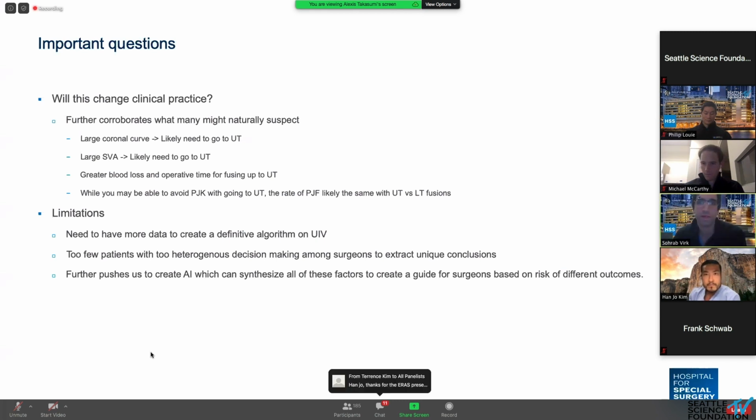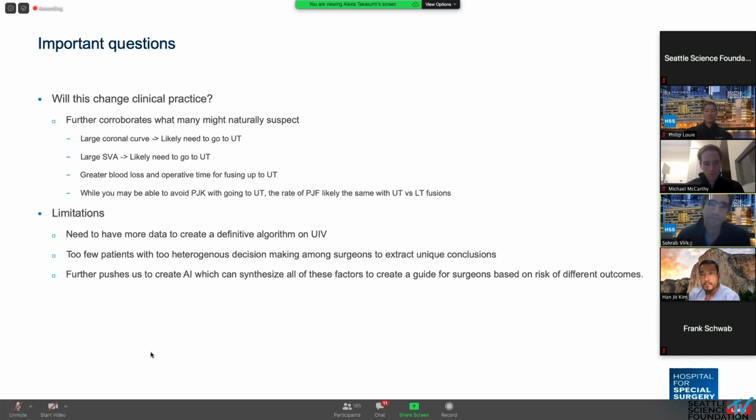And obviously, there are some limitations. You need to have more data to define an algorithm for UIV selection, and there's a heterogeneous decision-making process when you have such a large group of patients with such a large group of surgeons.